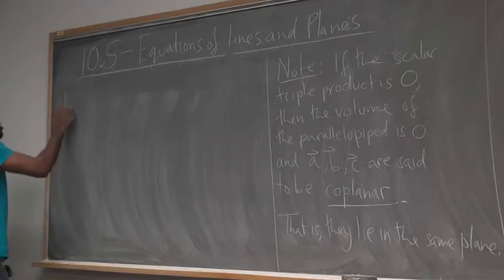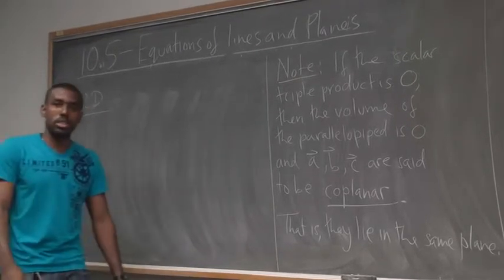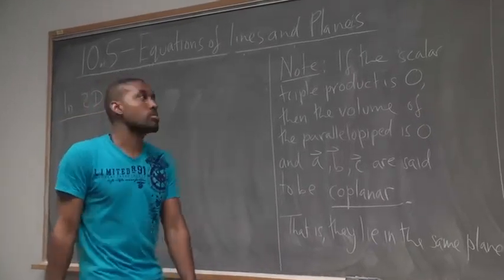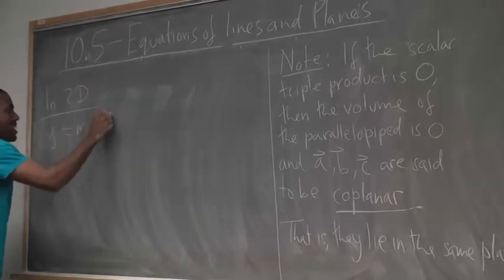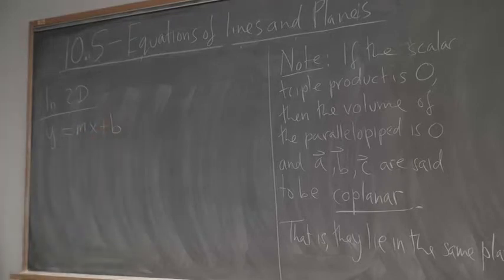All right, let's talk about lines in 2D. Tell me about lines in 2D. What's the equation of a line in 2D? Y equals mx plus b. Good. Okay, tell me about that equation. Everything you know about that equation. What's the m? Slope. M is the slope, right?